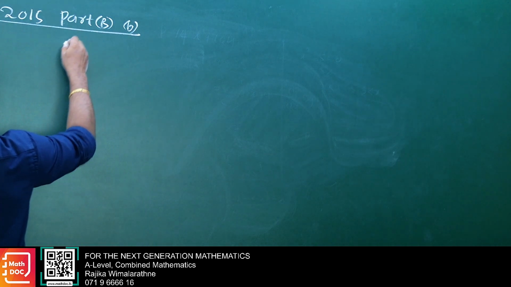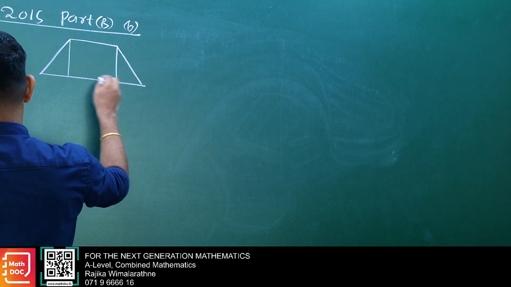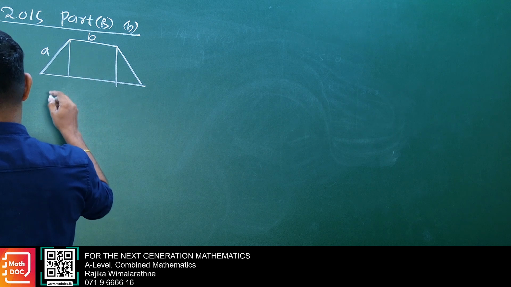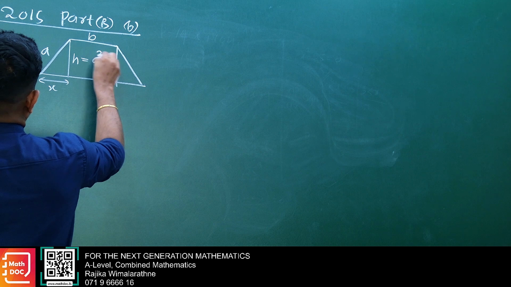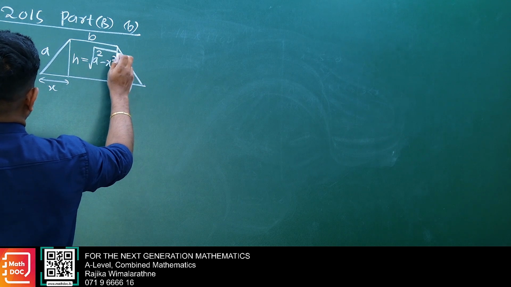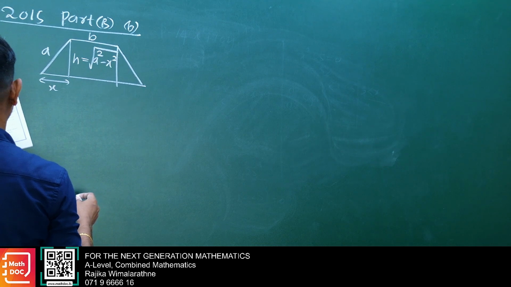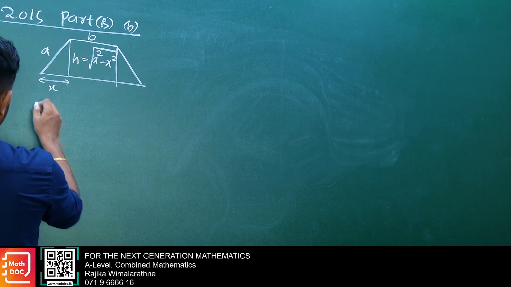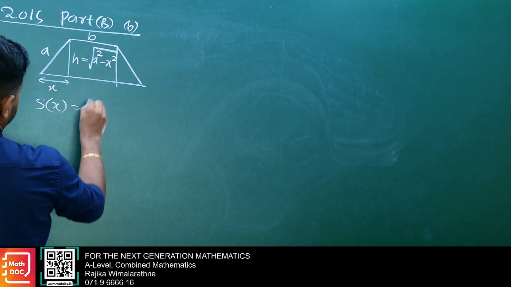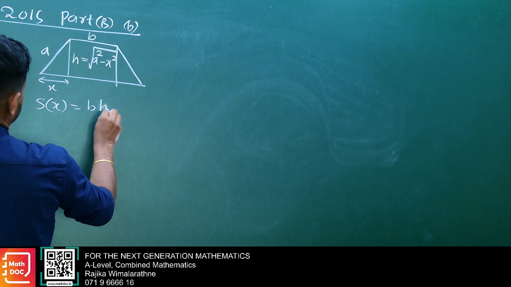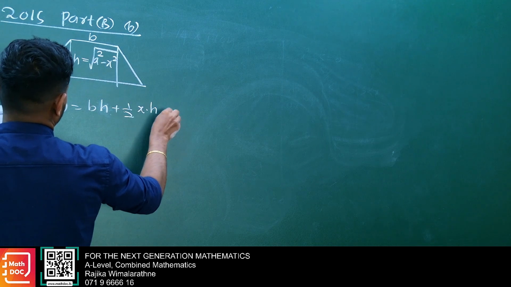Now here a trapezium is given. Here A, B, X. Then by the Pythagorean theorem, find this: square root of A squared minus X squared. Then the area function: half into X into H times 2.